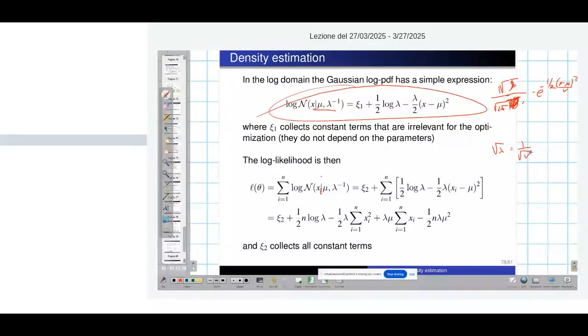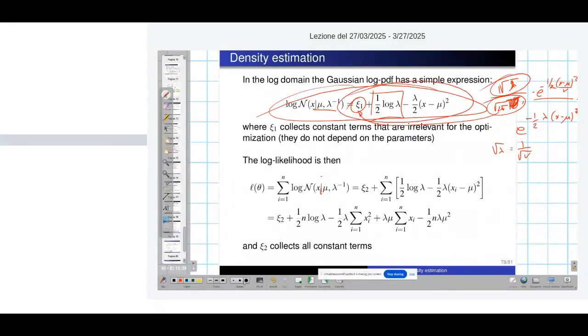Then we take the logarithm. We have a constant that we don't care about, we'll see. Then we have the logarithm of the square root of lambda, 1/2 logarithm of lambda, and the logarithm of an exponential. The exponential is the exponential of minus 1/2. Lambda is the inverse of v, so I can write it in terms of lambda in this way. So this is the expression of the logarithm of the density.